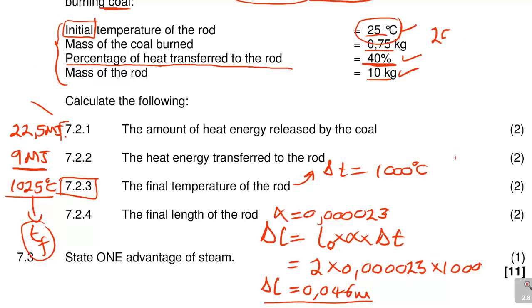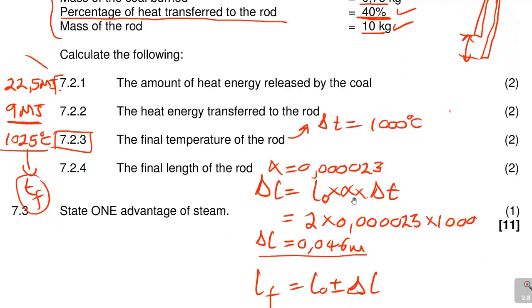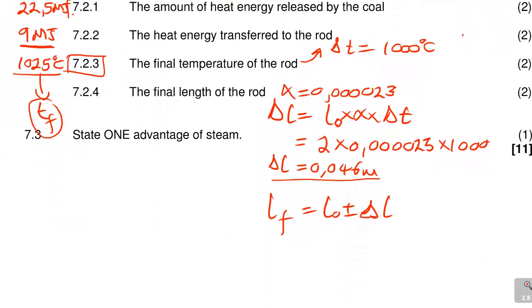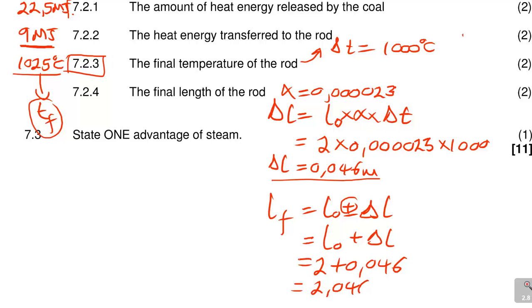So which means we moved from 23 to 1025, which means this rod, we expect the length to be longer because of that coefficient of linear expansion. Remember, when you apply heat energy on a rod or on a substance, it increases in length. So when the length is going to increase, you're going to use plus. So the answer will become L0 plus change in length, which is equal to the initial length of the rod. Remember, we said the L0 was 2, so in this case it is 2 plus 0.046, and the answer will be equal to 2.046 meters. That is the final length, LF.